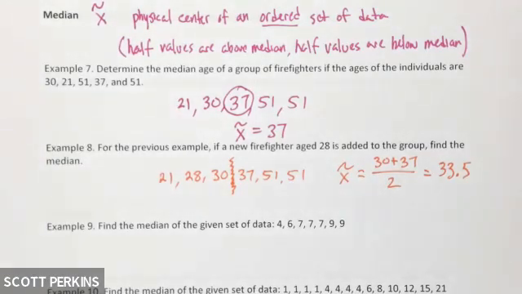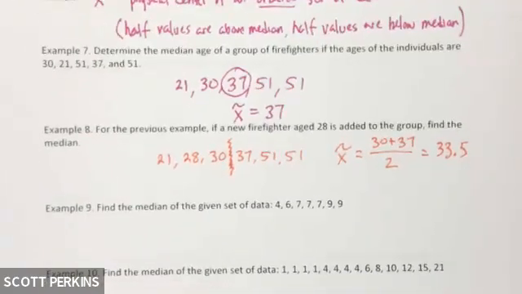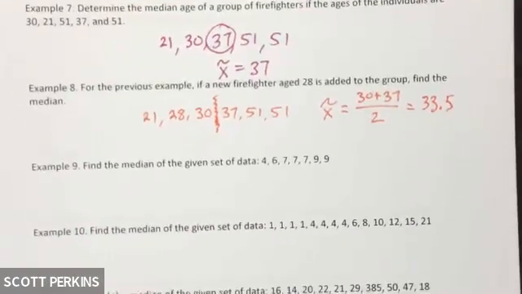So after you list out your values, you have a decision. If you have an odd number of values, your median is the central one. If you have an even number of values, your median is the center between the central points that have the same number of values above and below. So try example 9. Find the median, please.